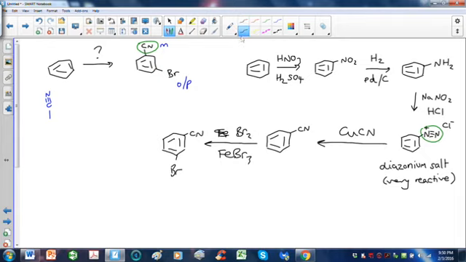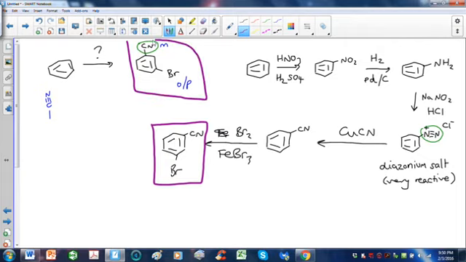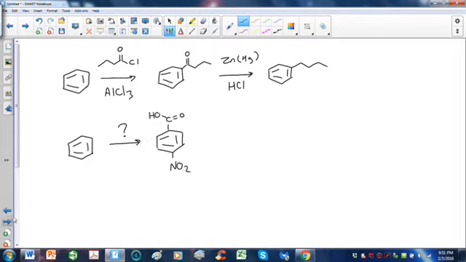Now I just want to make sure that everybody can see that this is exactly the same thing as this. Okay? Just kind of rotated 60 degrees. It's exactly the same thing. Alright, does that make sense? Okay, so this diazonium salt and the method to get to it is very important. There's all sorts of different groups you can put onto your benzene ring this way.